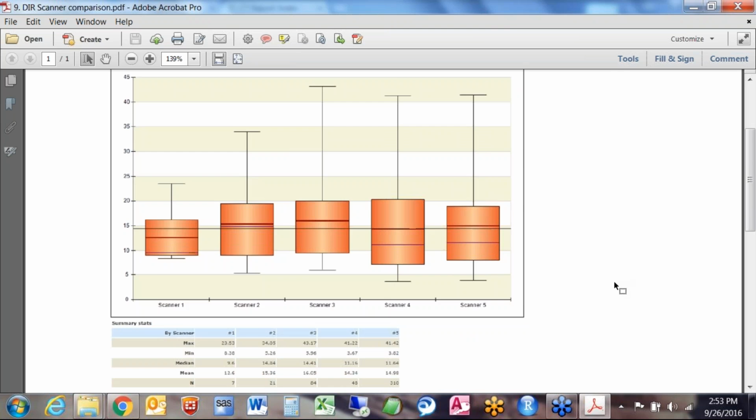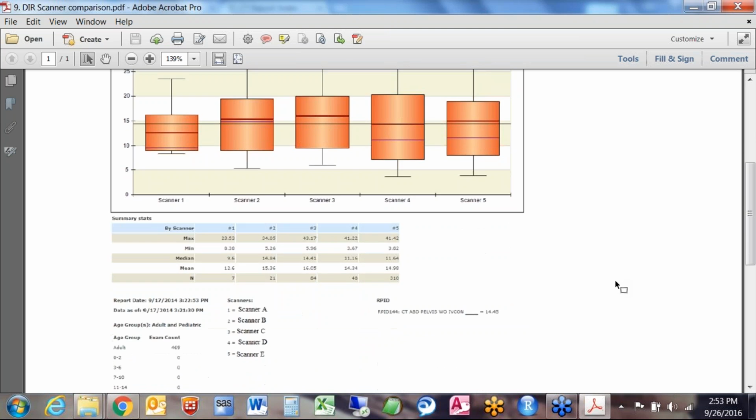You can generate a box plot by scanner, and you can see the scanners are listed here, scanner A through E, and this is RPID 144, CT abdomen pelvis without IV contrast. And you can see that scanner 1 did 7 exams, scanner 2 did 21 exams, scanner 3 did 64, scanner 4 did 48, and scanner 5 actually did the most exams, 310.